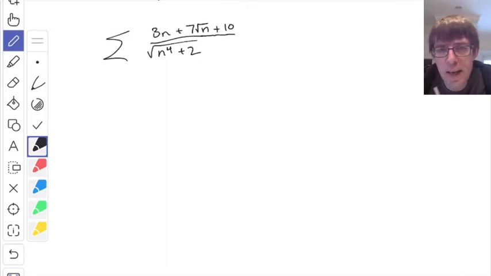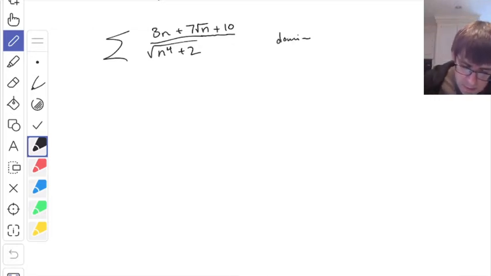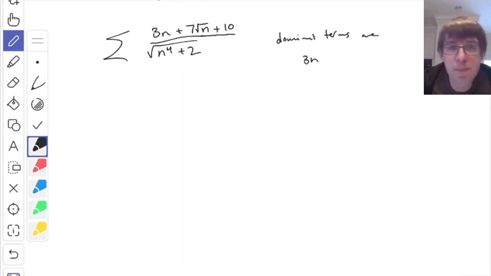Now, you also see 7 root n, but when the n is super big, the root n is like nothing compared to what the n is, right? The n is much bigger than the root n. So in this case, the dominant term is just 3n on the top. And then on the bottom, the plus 2 there, so this is a little strange because it's all inside of a square root, but it turns out not to be a big deal. The plus 2 there doesn't really matter. Really, the dominant term is just this, square root of n to the 4, which of course is n squared when you simplify that business.